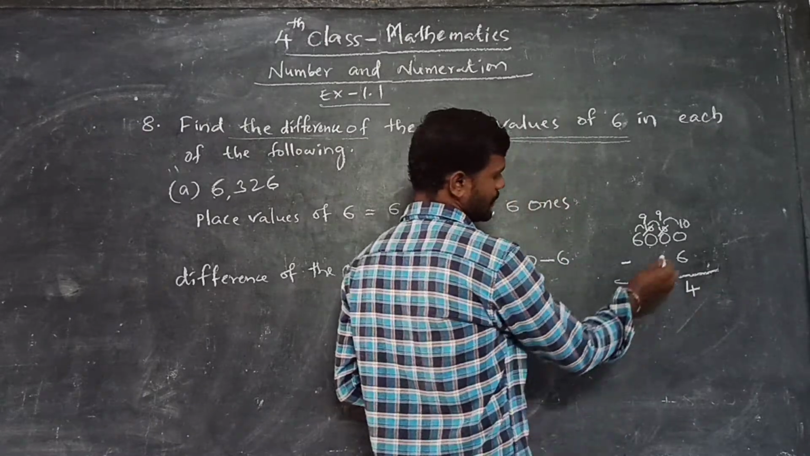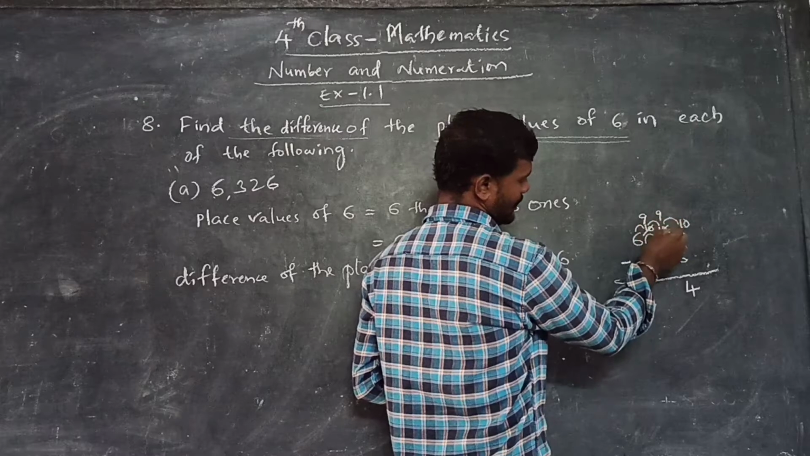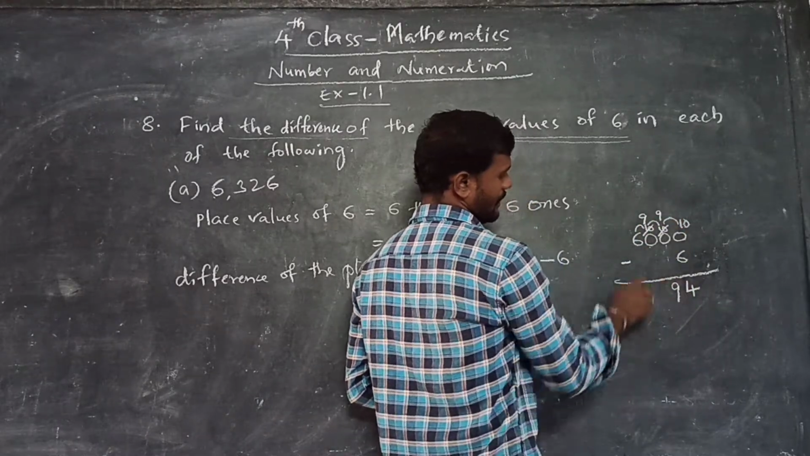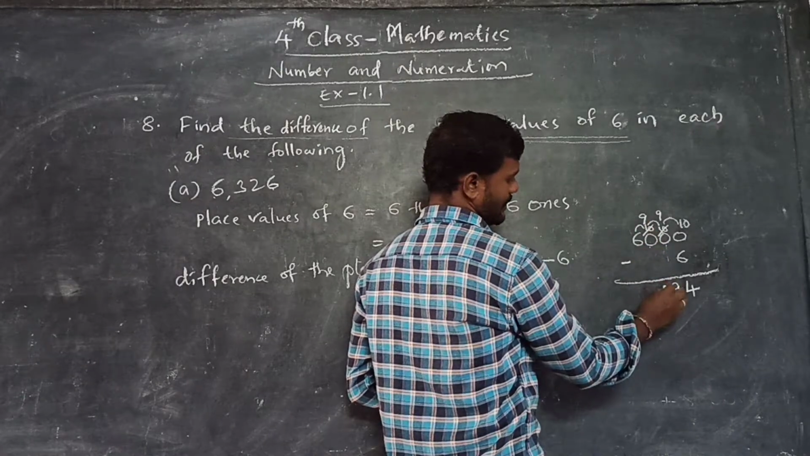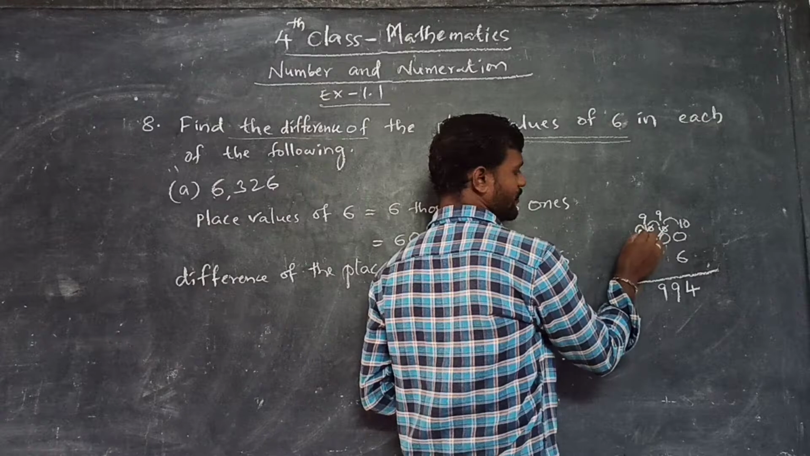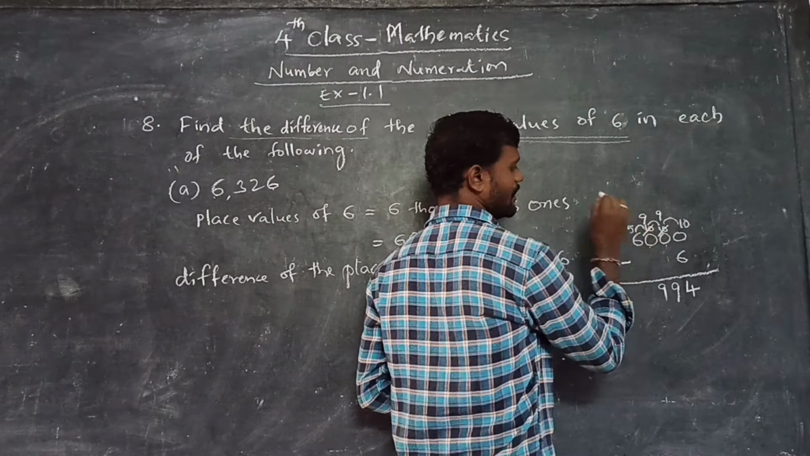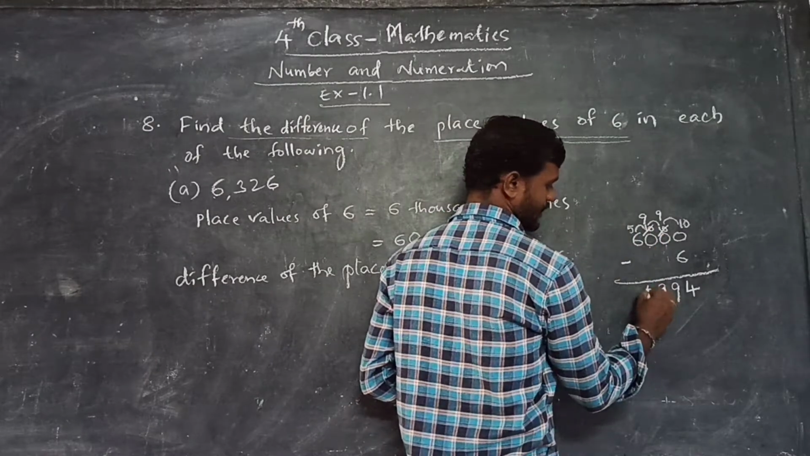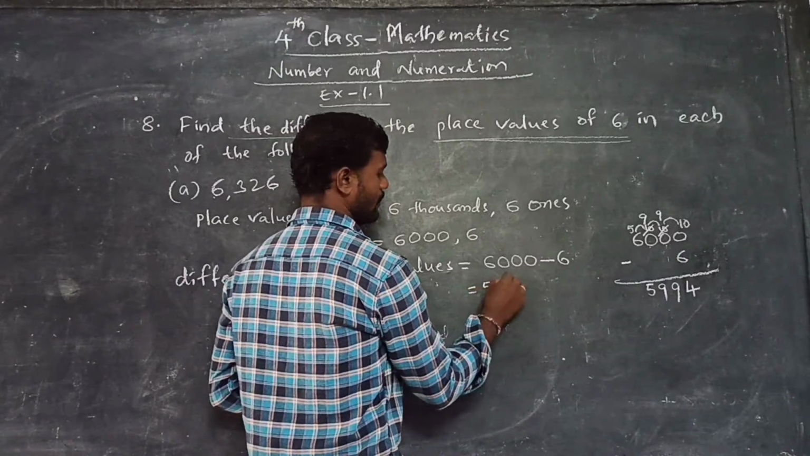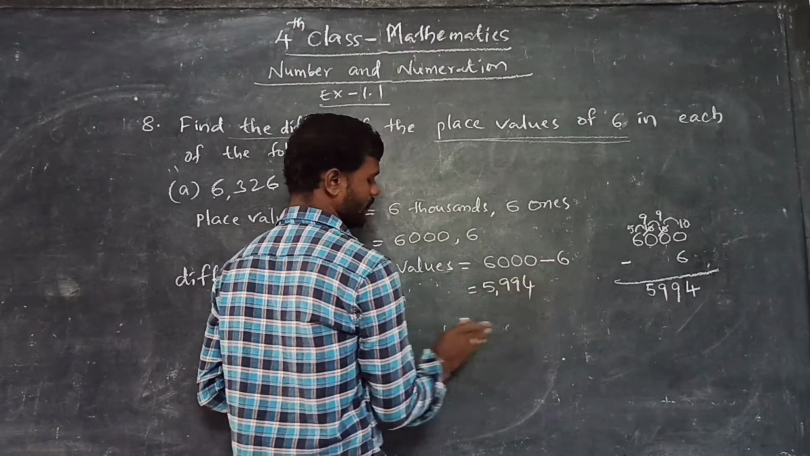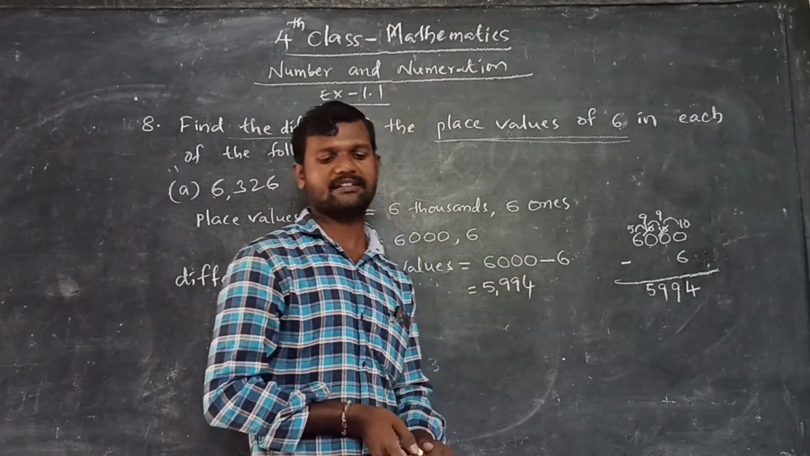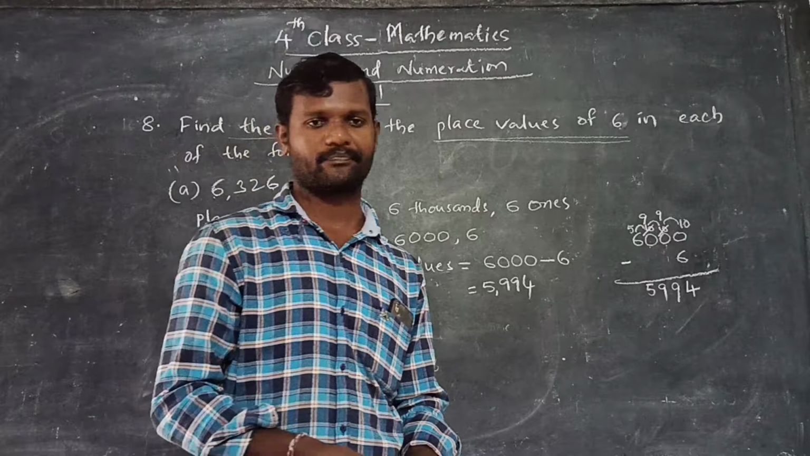Okay. Next, 9 will remain. Here nothing is there, so write 9 directly. And 9 remains here. Directly write 9 only. We borrowed 1 from this. What is the remaining number here? 5. So write 5. What is the answer we got? 5,994. That is the difference of the place values of 6.